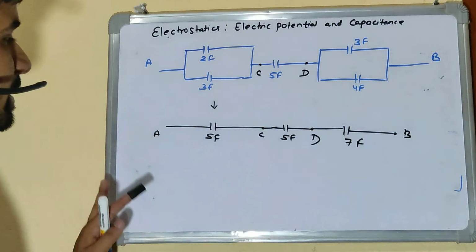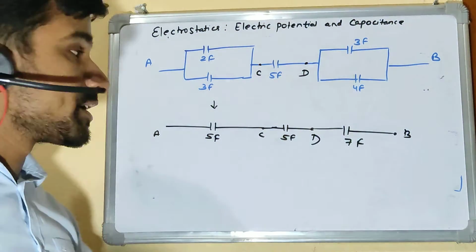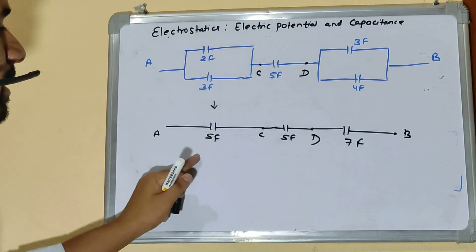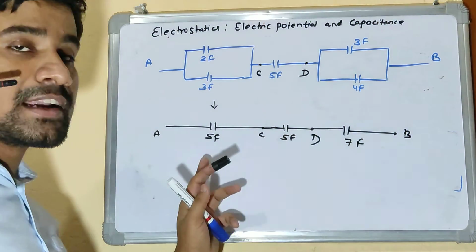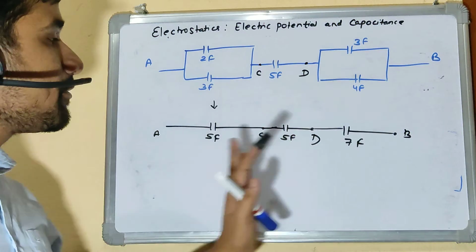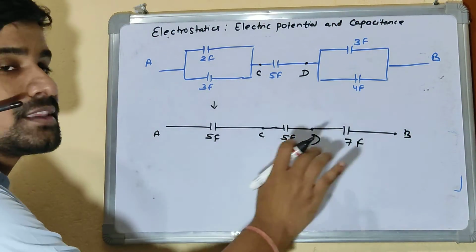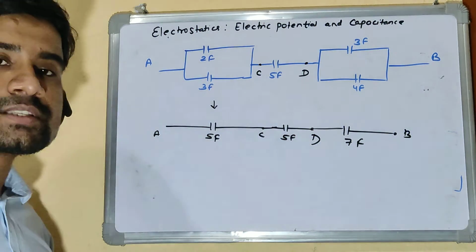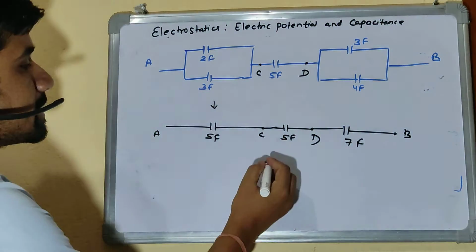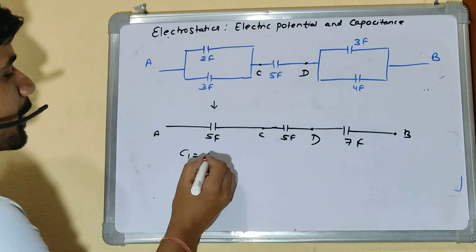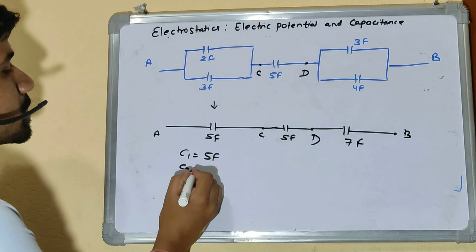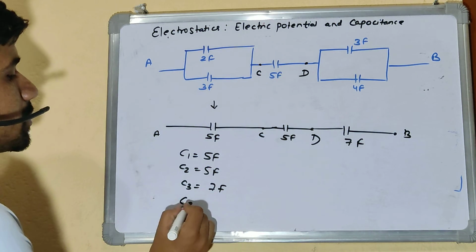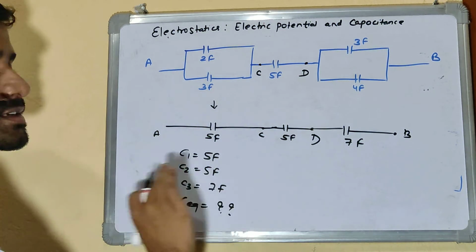Now you can see this combination is a series combination. This is an end-to-end connection. I have converted the parallel parts to their net equivalent capacitances, and now between A and B I have three capacitors in series, which are 5, 5 and 7, right? Can I calculate the equivalent capacitance now using the series formula? So C1 is 5 farad, C2 is 5 farad, C3 is 7 farad. What is C equivalent?